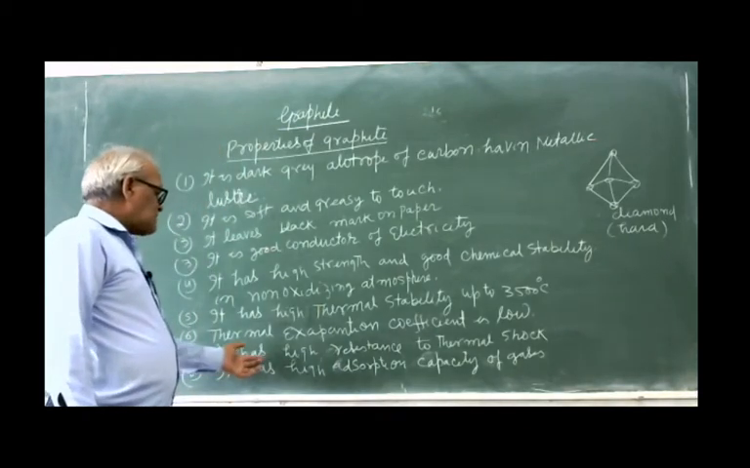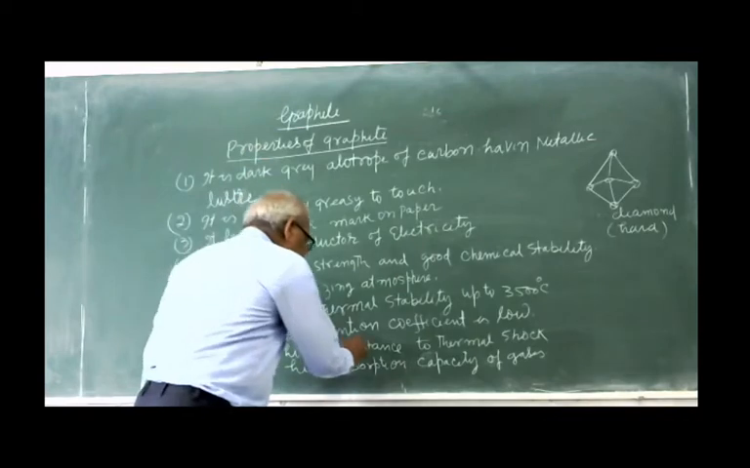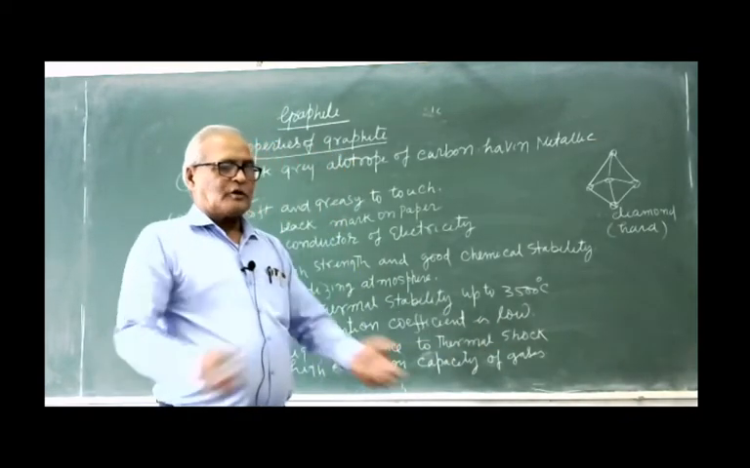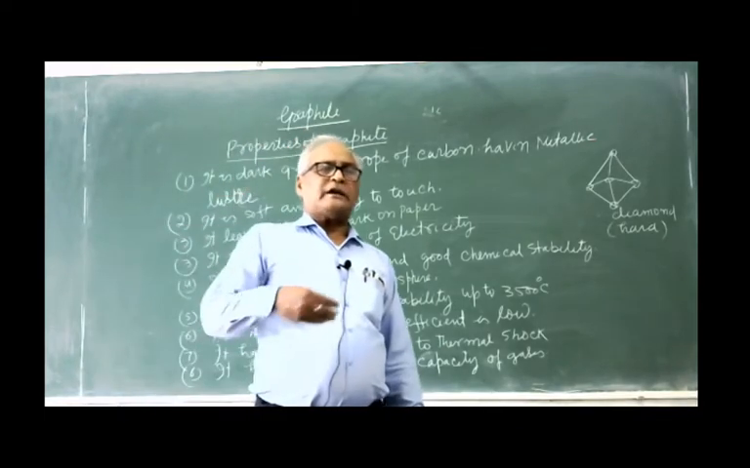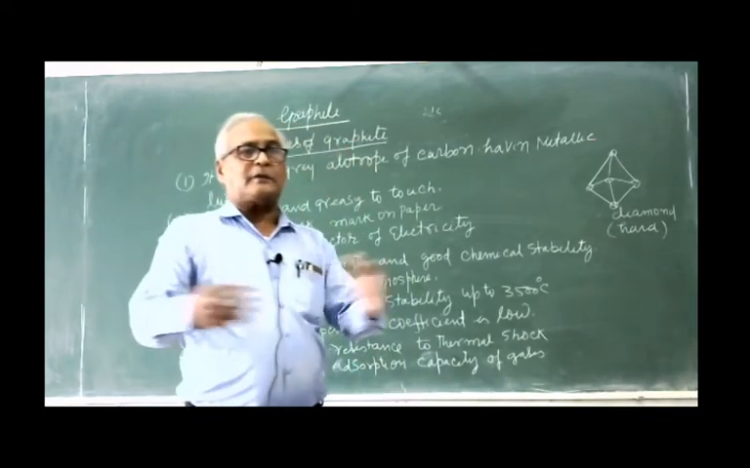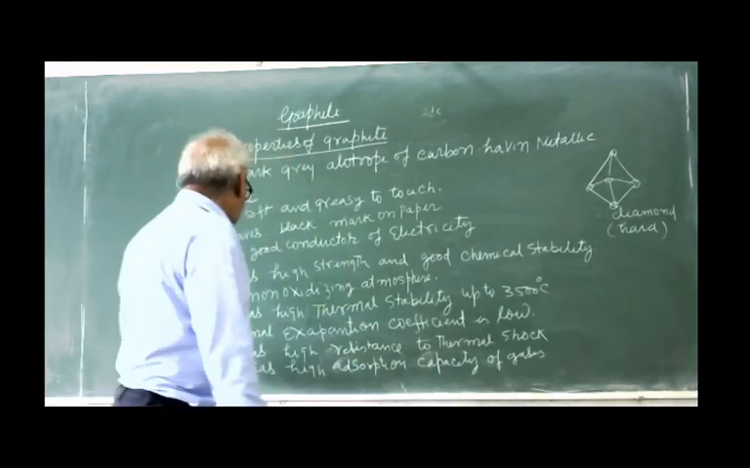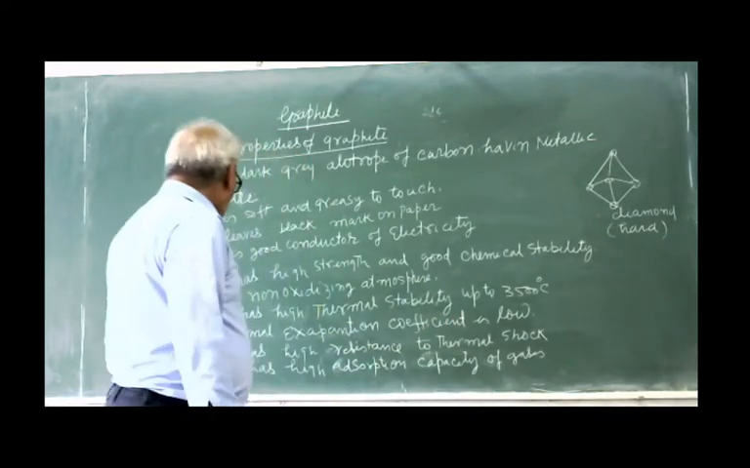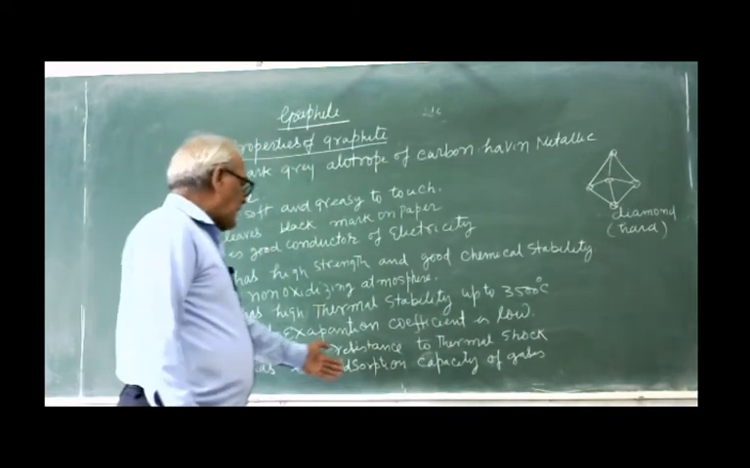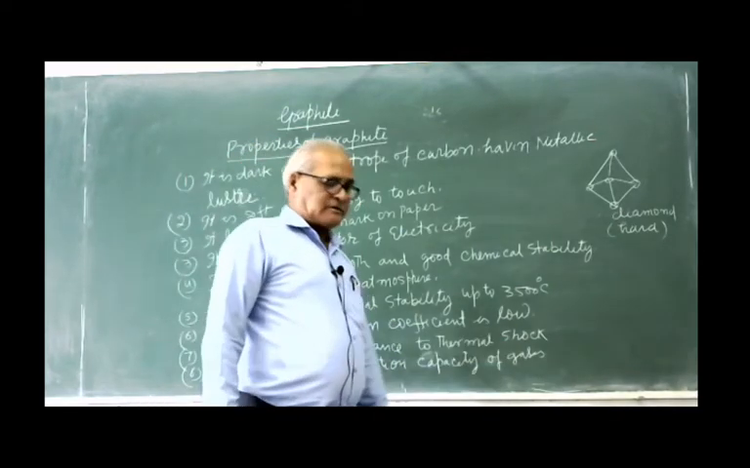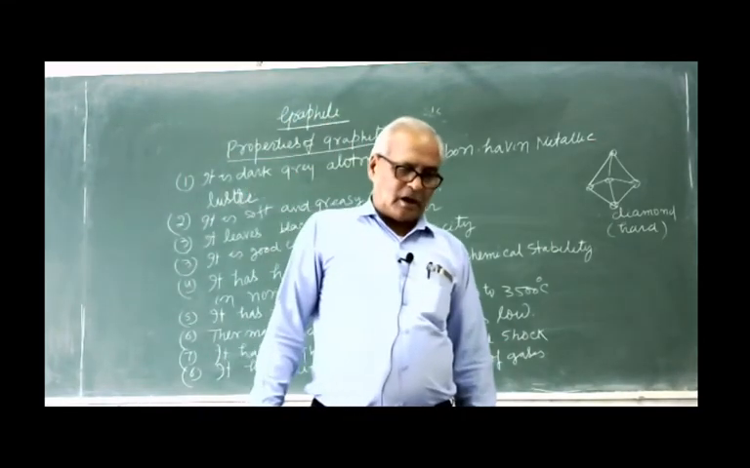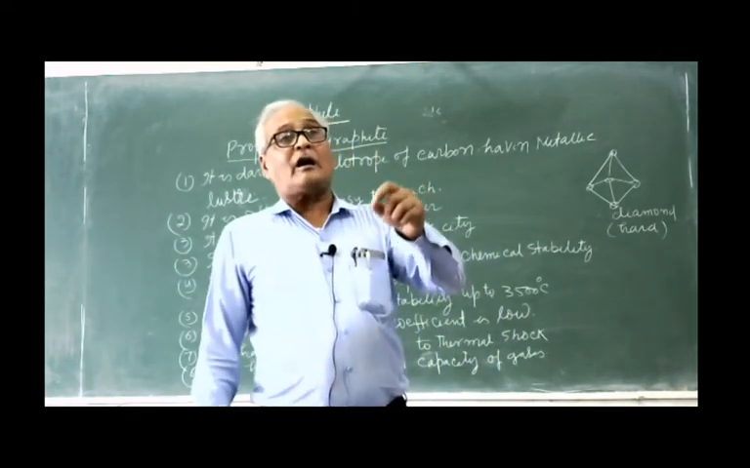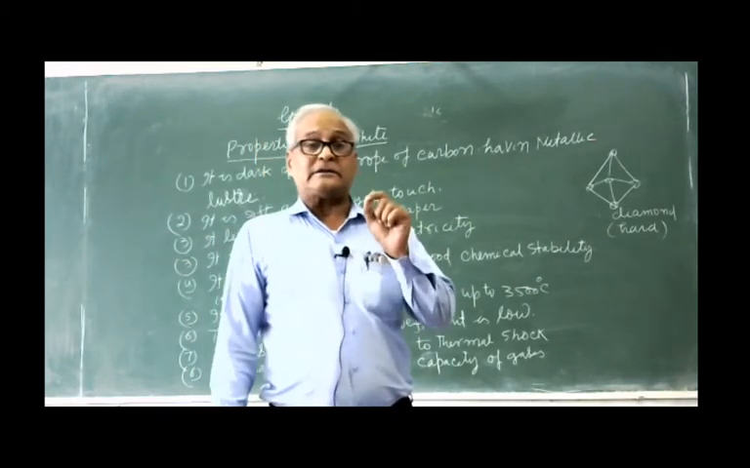Next, it has high resistance to thermal shock. Thermal shock, you know, if we give thermal shock to the material, it can break very easily. But here, graphite is resistant to thermal shock. Next, it has high adsorption capacity of the gases. Graphite has high capacity to adsorb, not absorb, adsorb.